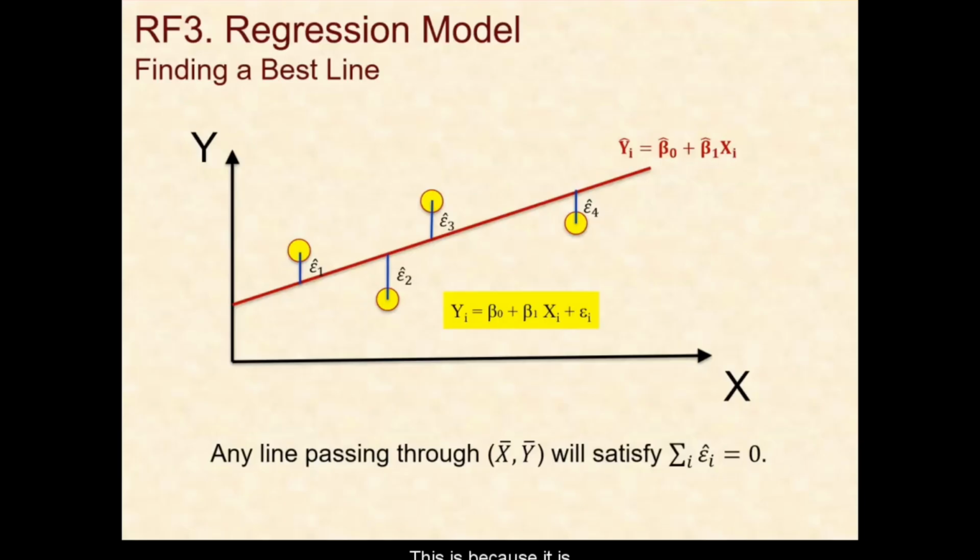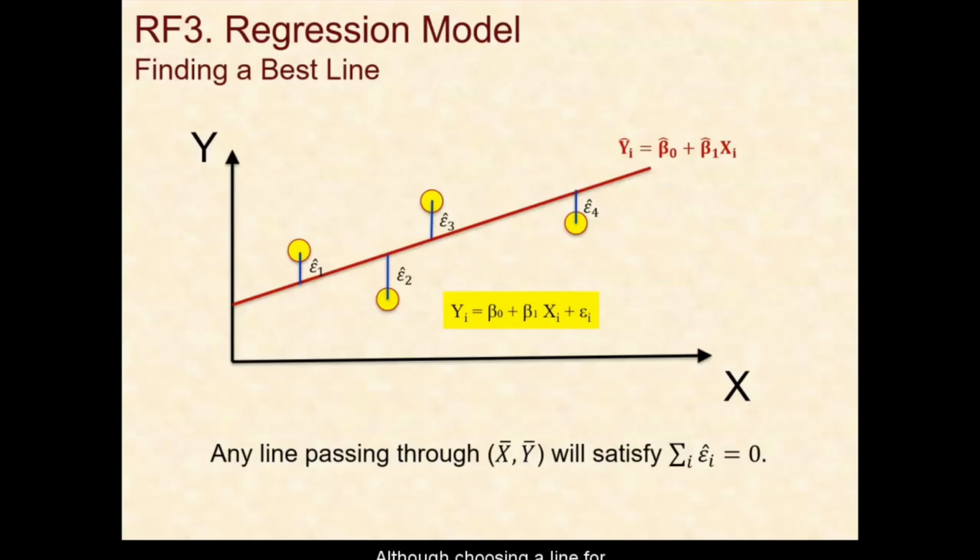This is because it is mathematically true that any red line that passes through the point x bar, y bar will satisfy this criterion. In fact, for any line that passes through the point x bar, y bar, the sum of the epsilon hat will be 0. This mathematical fact arises from the nature of the sample mean as a measure of central tendency. As we have seen, the mean is the value that balances distances above and below it. The same idea applies here. Any line through the sample means, that is, through the point x bar, y bar, will exactly balance the distances above and below, and will have a sum of the epsilon hat equals 0.